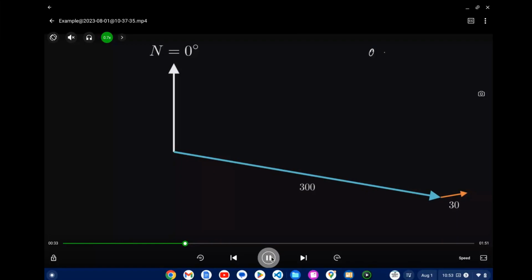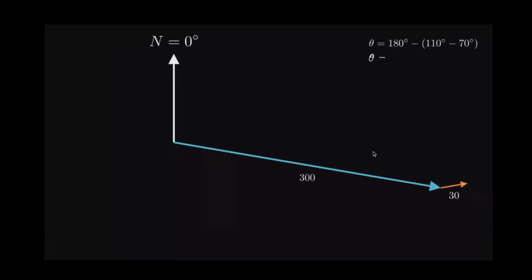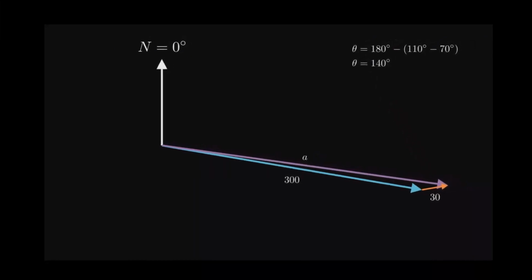But I'm going to use the cosine rule, and for that, we want this angle theta, which is between the blue and the orange vector, right there. Hopefully you can see how we can calculate that if we know those two angles of the vectors. So what we're looking for is the purple vector. That's our bearing.